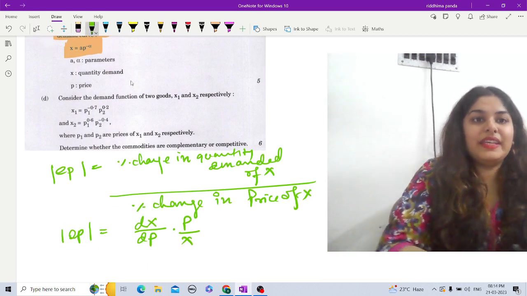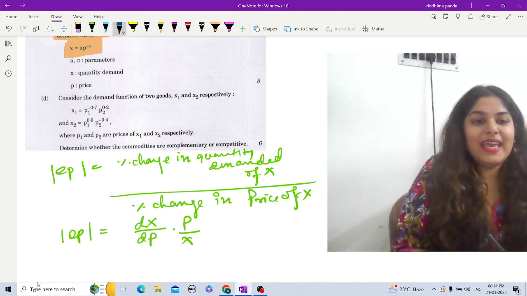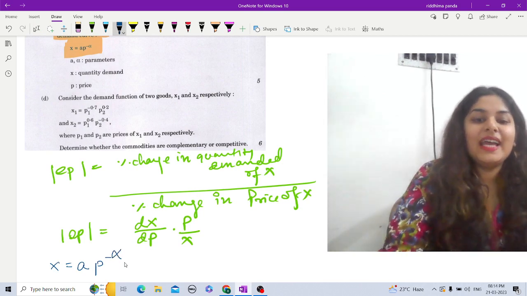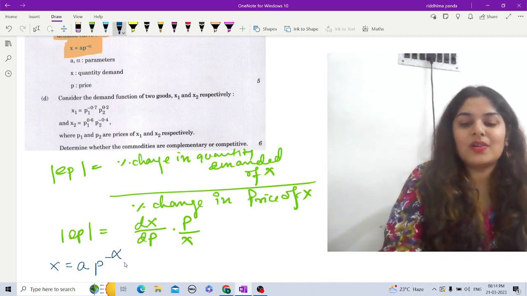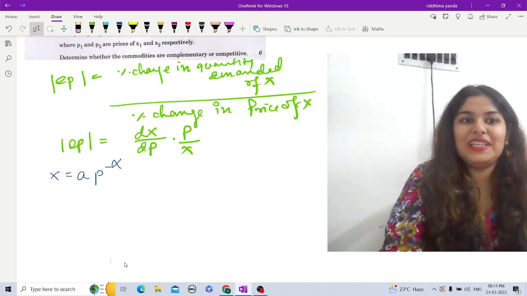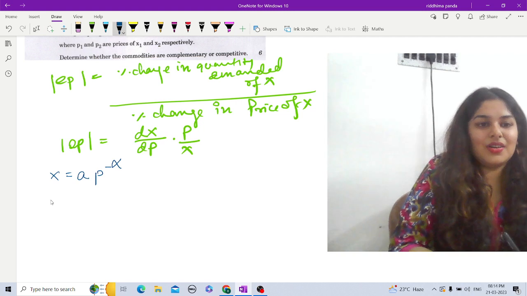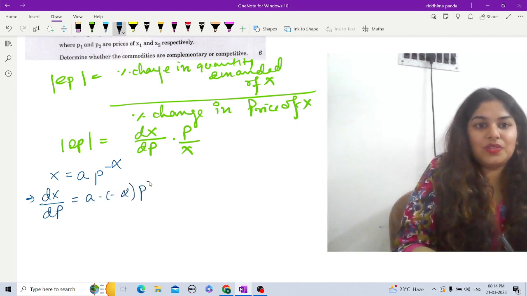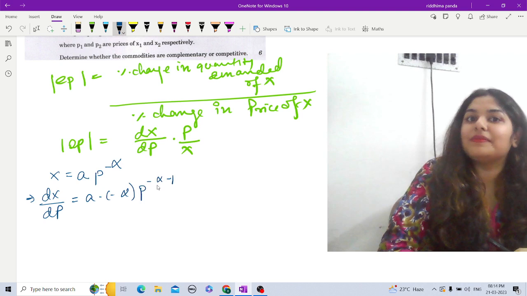Now, we are given x equals a p to the power minus alpha, and a and alpha are constant parameters. The first step is to find the derivative dx by dp. So dx by dp is equal to a into minus alpha p to the power minus alpha minus 1.